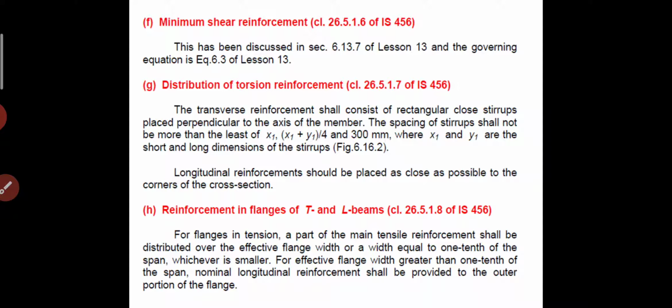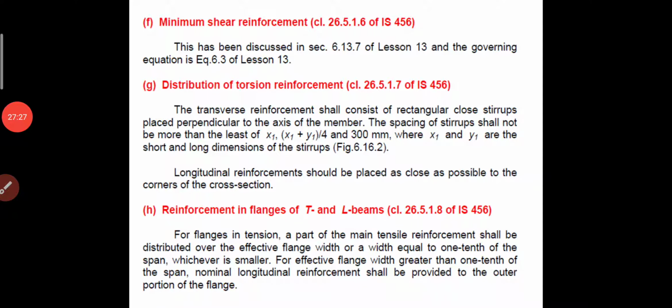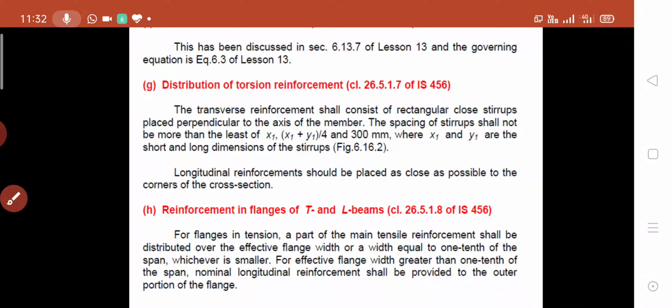Distribution of torsion reinforcement. The transverse reinforcement shall consist of rectangular closed stirrups placed perpendicular to the axis of the member. The spacing of stirrups shall not be more than the least of this formula or 300 mm, where x1 and y1 are the short and long dimensions of the stirrups. Longitudinal reinforcement should be placed as close as possible to the corners of the cross section.